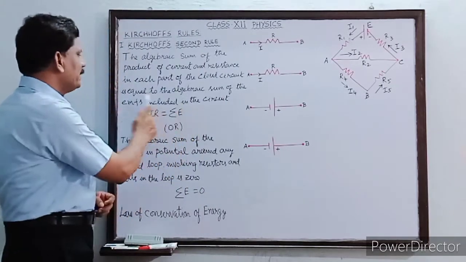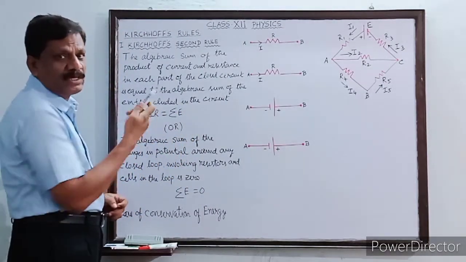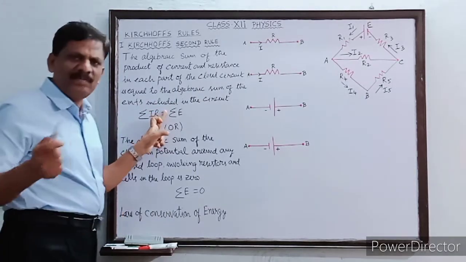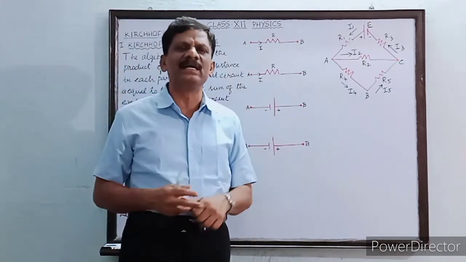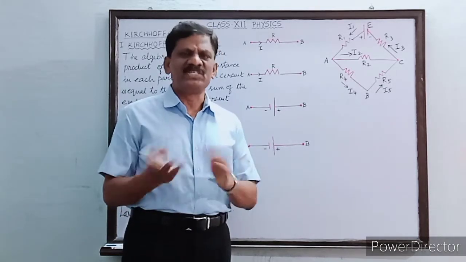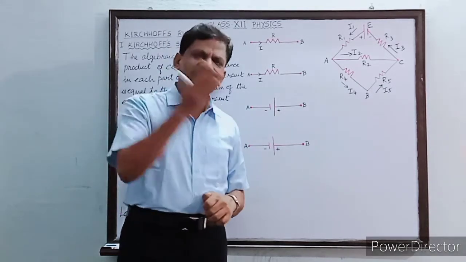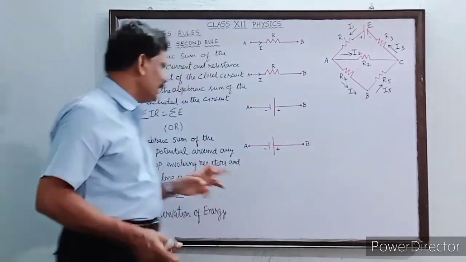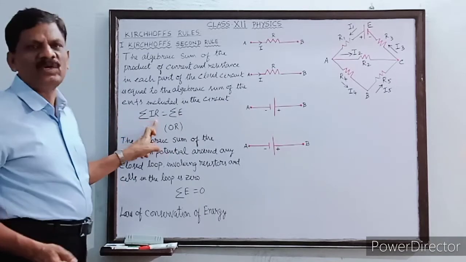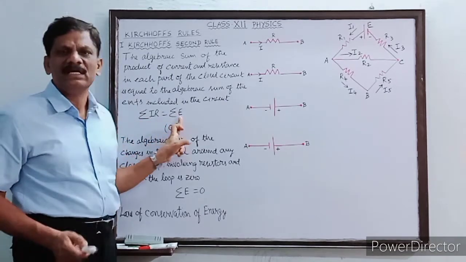The other part, that is equal to whom? The algebraic sum of the EMFs. There will be some cells included in the circuit. Each cell will have some EMF, either positive or negative. So the algebraic sum of the EMFs means sigma E. Therefore mathematically sigma I into R is also equal to sigma E.